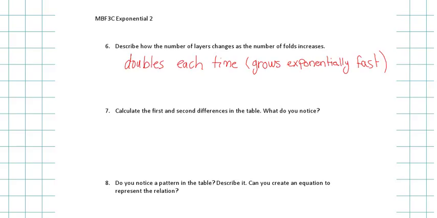I've already done the first and second difference. So what did we notice about the first and second difference? They're the same as the y values, right? So it's repeating. So they're not constant, but they just grow like the y values do.